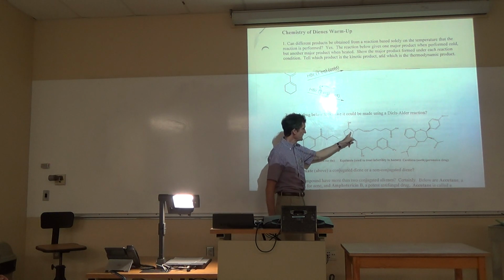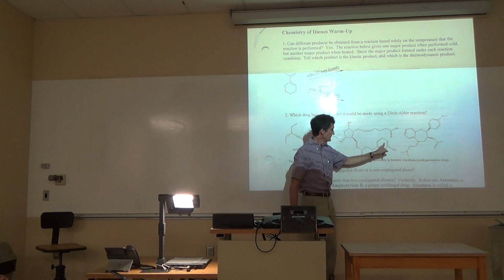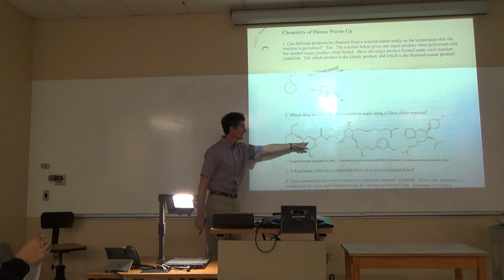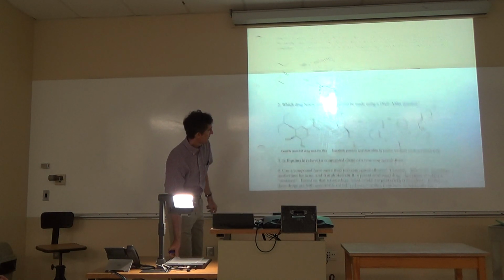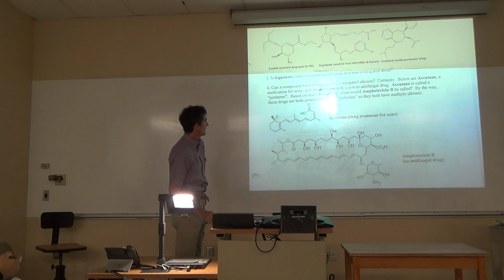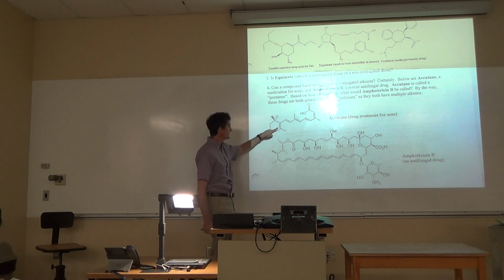Diels-Alder doesn't give a 5-membered ring, well, you can make benzenes from cyclohexene, but right there screams Diels-Alder, right? We covered dienes. Is this a diene or what?